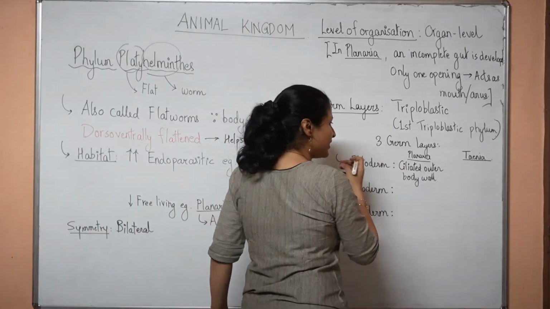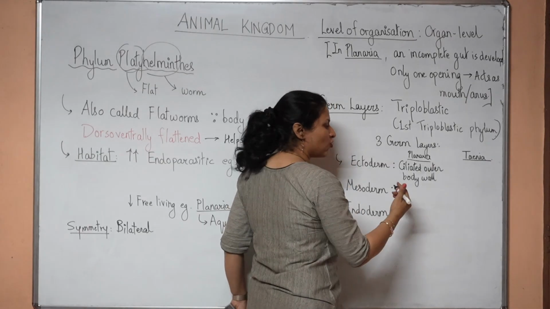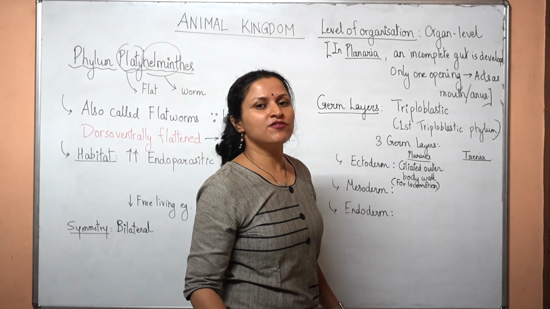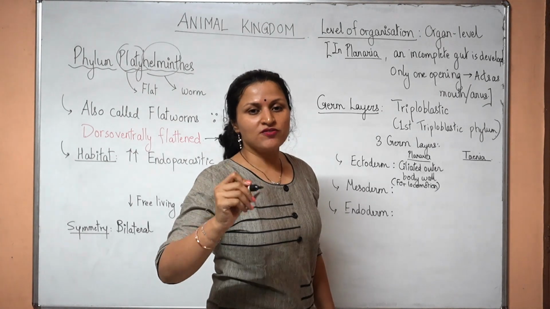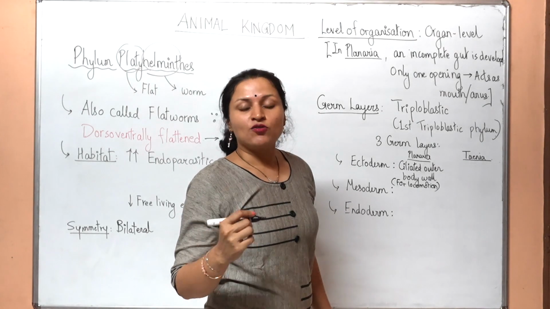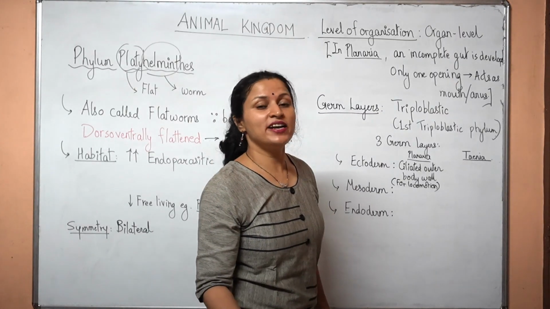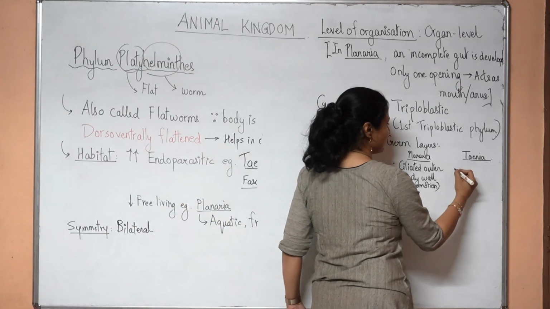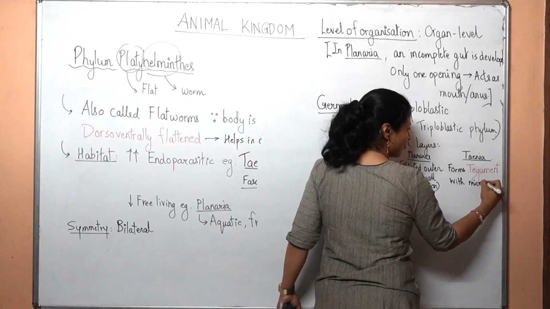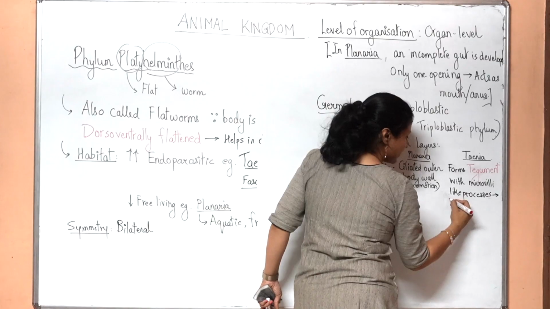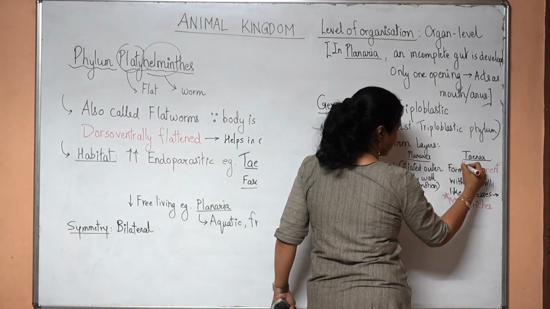In taenia, planaria has a ciliated outer body wall for locomotion. The same ectoderm will give rise to an outer protective covering for taenia with microvilli-like projections. This outer body covering that the taenia has, whose origin is the ectoderm, is called the tegument. Ectoderm forms tegument with microvilli-like processes which are called microtriches. These are exam-related points.